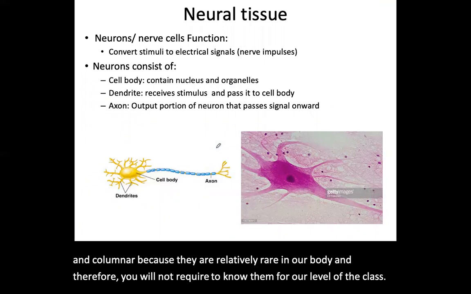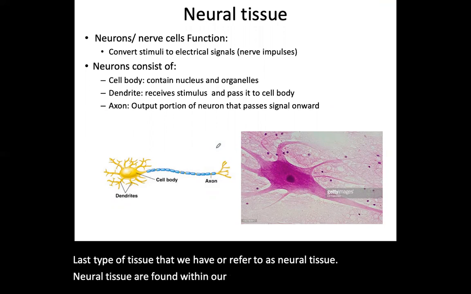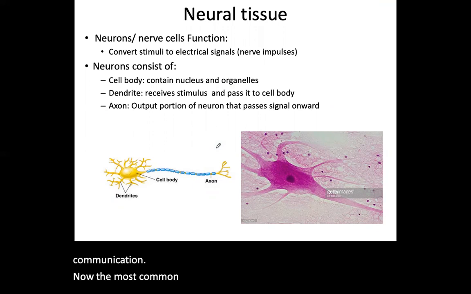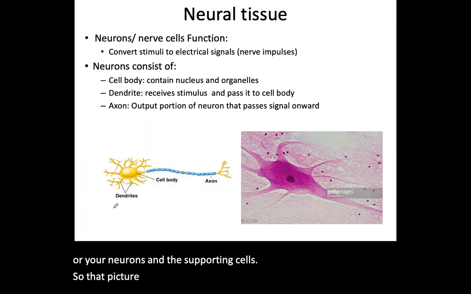The last type of tissue that we have is referred to as neural tissue. Neural tissue is found within our nervous system, and it is responsible for creating nerve impulses for the purpose of communication. Now, the most common types of cells that we can find in neural tissue are your neurons and the supporting cells. So, the picture depicted here is your neuron.